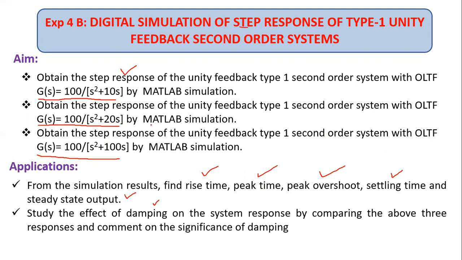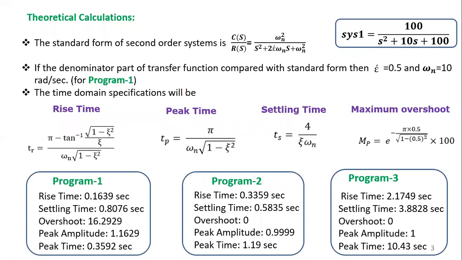So first, in the simulation experiment, we need to calculate the theoretical values, and the same thing we will check in the simulation part. This is the open loop transfer function. For this open loop transfer function, if we apply a unity feedback, then we get the closed loop transfer function. So, the closed loop transfer function for the first case.